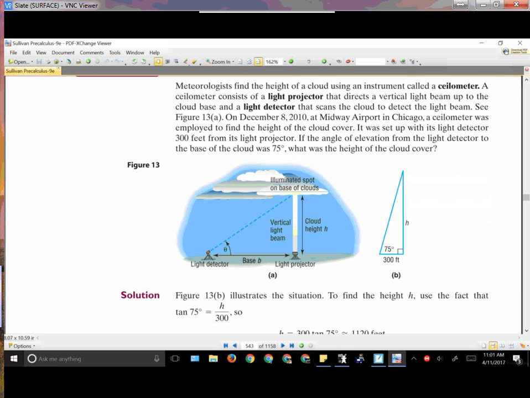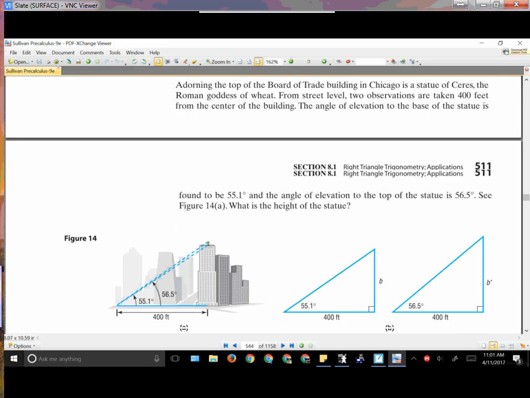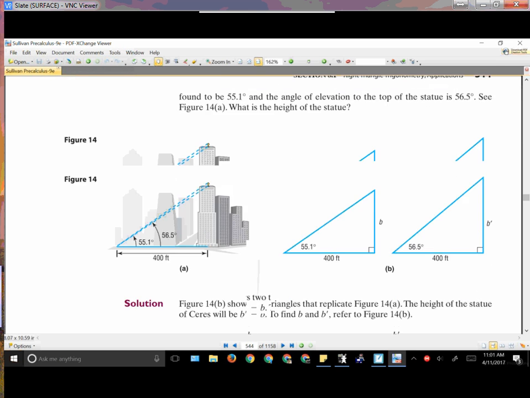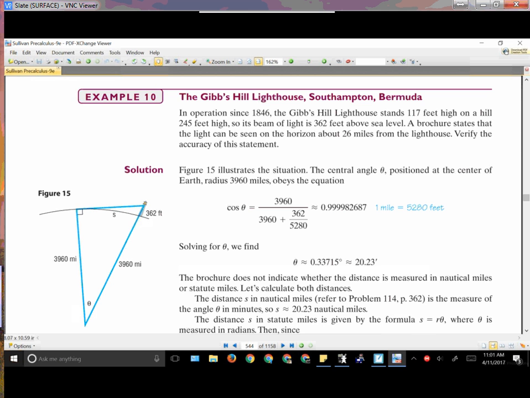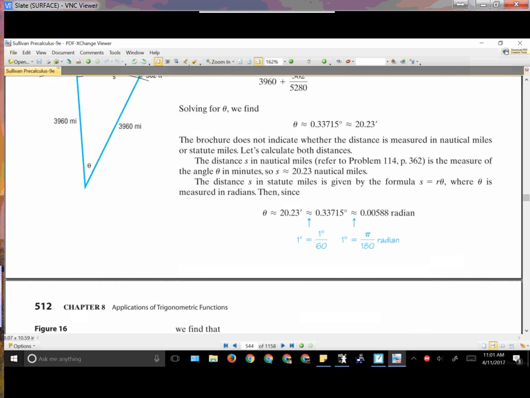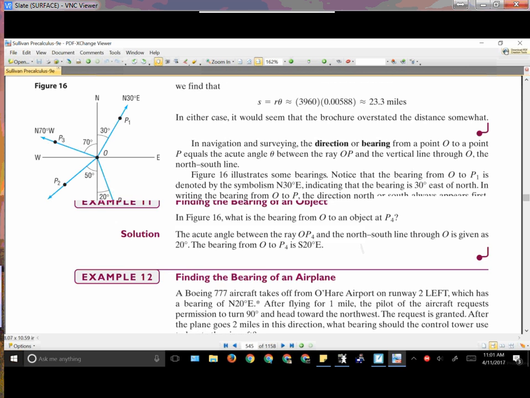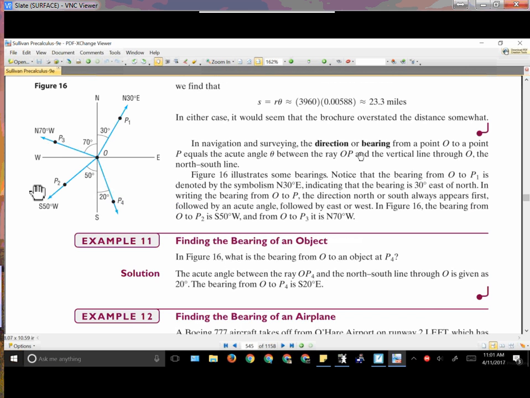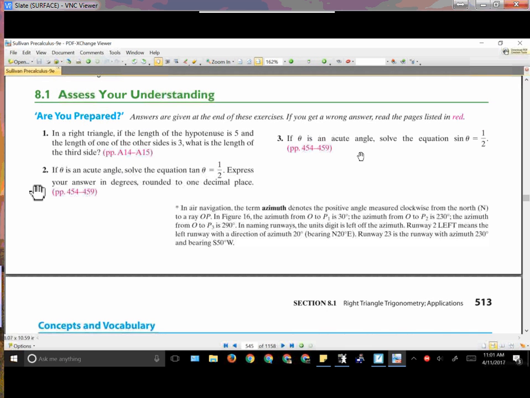There's all kinds of wonderful little things here, you know, height of the clouds, and statue on a building, different ways of using the information to figure out different types of problems. Bearing of an object, you know, what's the degree measure off, okay? But I want you to play with these, and we'll go through them as time goes on.